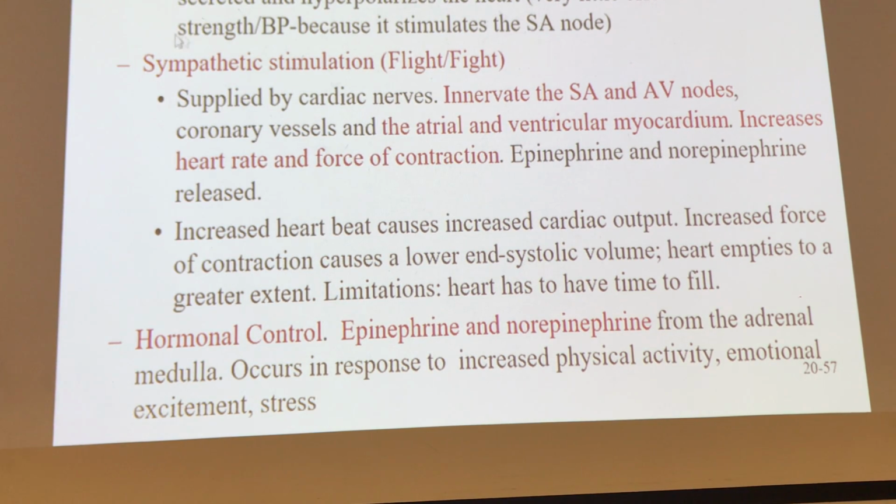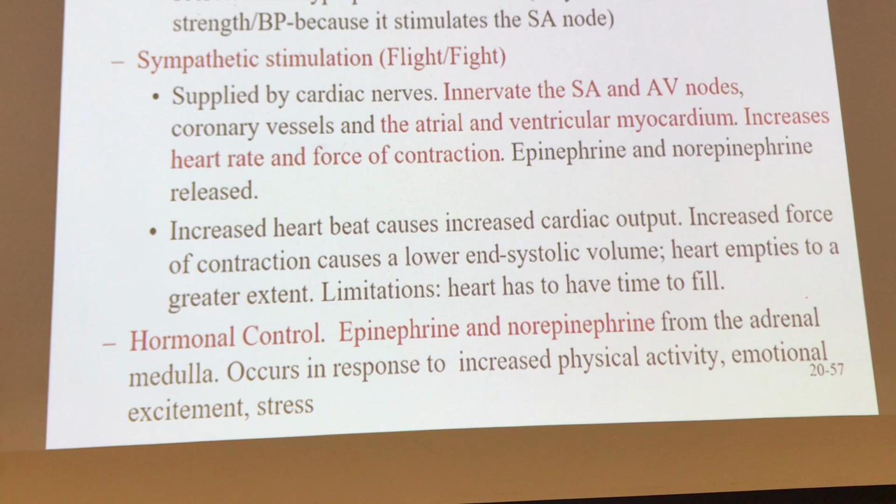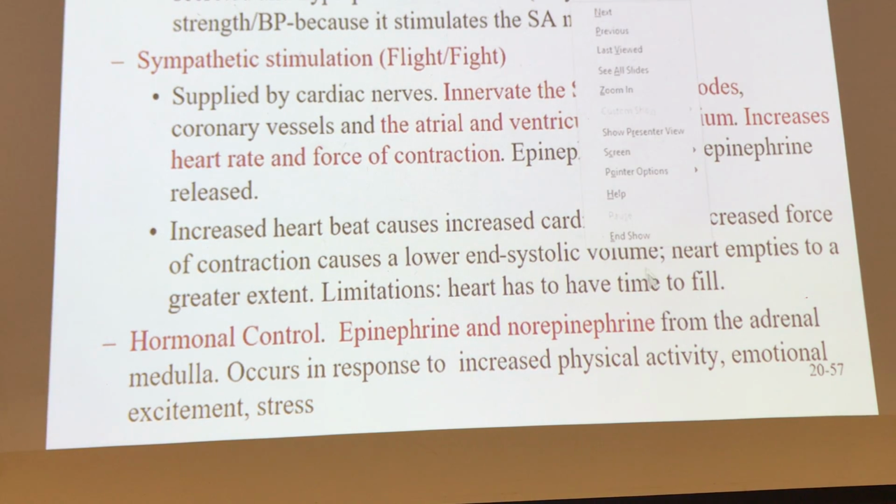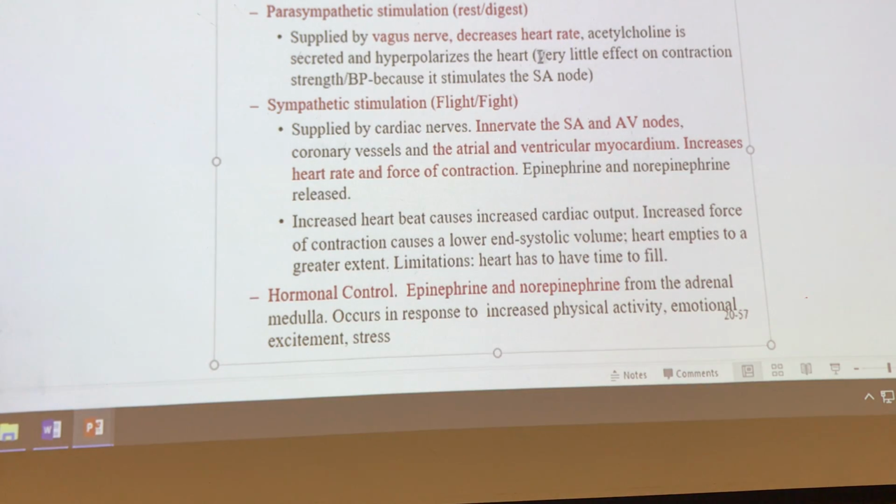Right. Again, we kind of mentioned this regulation of the heart. What I want you to know is that in terms of parasympathetic and sympathetic, there's a little bit of difference. Obviously, parasympathetic is going to decrease heart rate. The thing about it is this: the parasympathetic stimulation is supplied only by the vagus nerve. It decreases the heart rate. And there's a big one that I'm going to highlight right here. Very little effect on contraction strength.